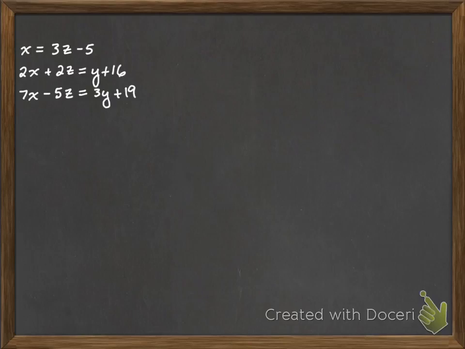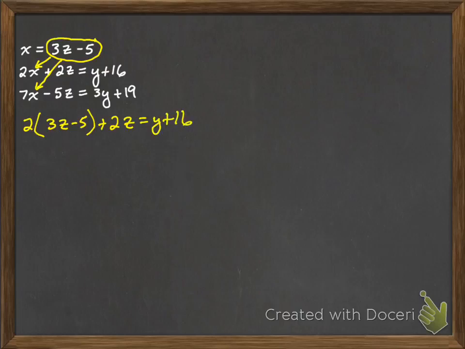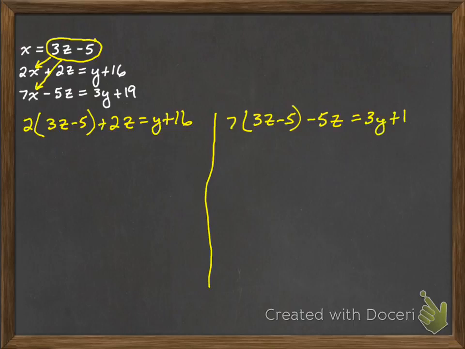And one last problem right here. All right, so here we already have a variable that is solved for. X is equal to 3z minus 5. So the first step is already taken care of. All we need to do now is substitute this into the other equations. So substituting into the first equation will give us 2 times 3z minus 5 plus 2z equals y plus 16. And then substituting into the other equation gives us 7 times 3z minus 5 minus 5z equals 3y plus 19.